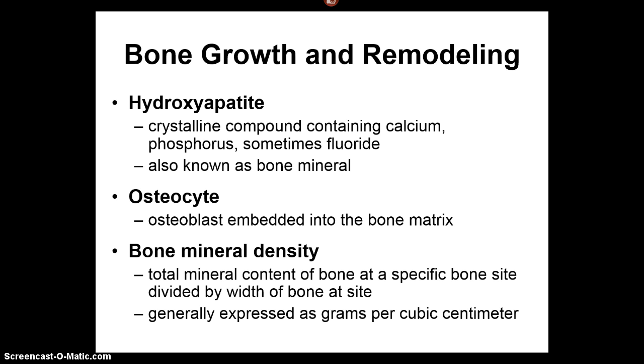Now, sometimes people have heard of hydroxyapatite, and this is the really crystalline inside of bone that has the minerals, okay? So when we talk about bone mineralization, this is what we're really talking about. And inside of that is calcium, phosphorus, and some fluoride. And again, this is the bone mineral, okay? An osteocyte is a building block of bone, so it has the potential to build, and it's found inside of the bone matrix.